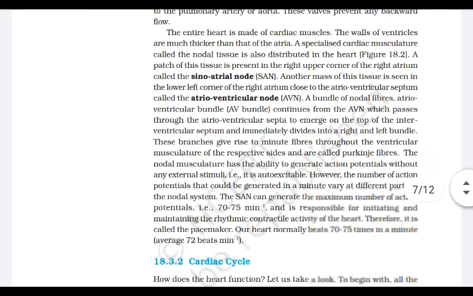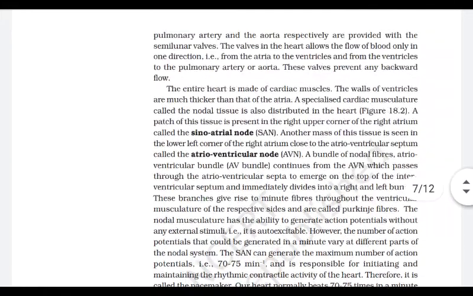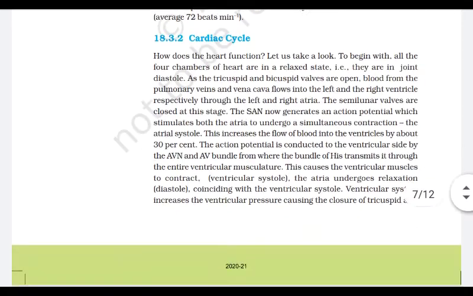We have a specific system known as the cardiac musculature or the nodal tissue, which helps in the regulation of the functioning of the heart.